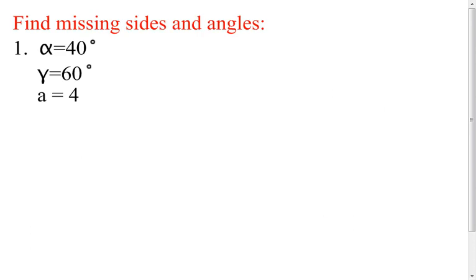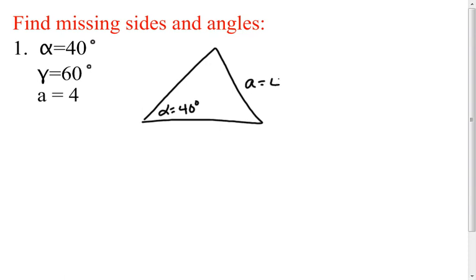Okay? So we are going to start out by using the information that it gave us to find all the missing sides and angles. So here we go. I start with a triangle, and you need to draw yourself a picture here. Alpha is 40 degrees. Side A is 4. I am going to put beta down here. That means this is side B. Gamma is 60 degrees, which means this has to be side C.